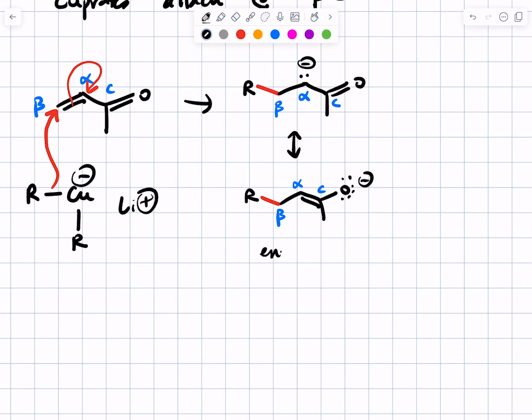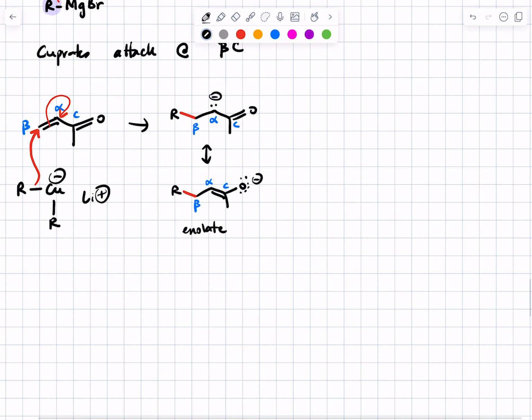This resonance stabilized intermediate is called an enolate. That may be the first time that you've seen the enolate before. You will see the enolate again tons of times in this class. And it's important to realize that the negatively charged atom is delocalized on both the alpha carbon and the carbonyl oxygen.